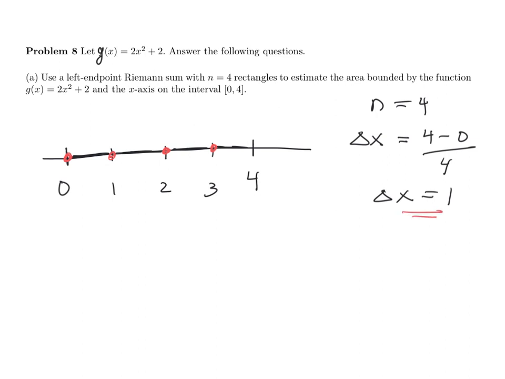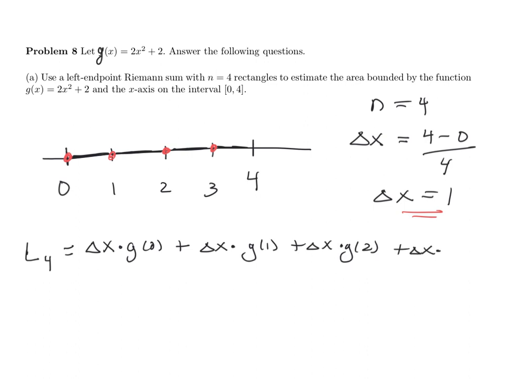This question is asking us to find L sub 4. So 4 rectangles using left endpoints. Each one's going to be the base length of the rectangle times the height of the function at the left endpoint. So the first one will be delta x times g of 0. Then we have delta x times g of 1 plus delta x times g of 2. And the last one is delta x times g of 3.